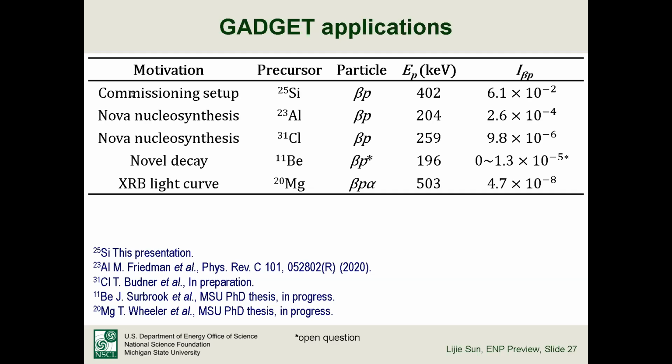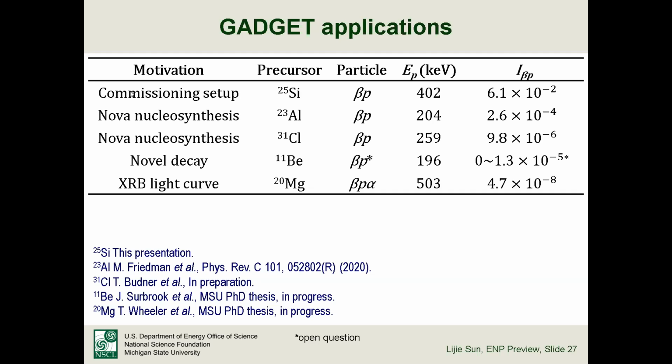We are planning to use FRIB to investigate the important oxygen-15 alpha gamma reaction of X-ray burst interest. And we also have a colleague analyzing the beryllium-11 decay. This one is more of an open question. It's associated with the novel decay and the neutron lifetime anomaly.